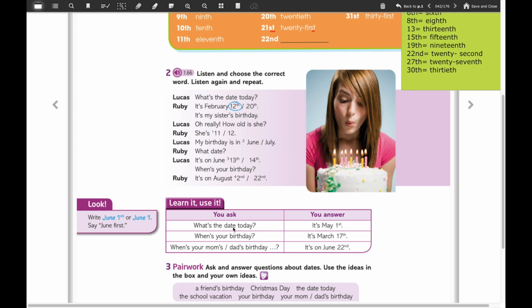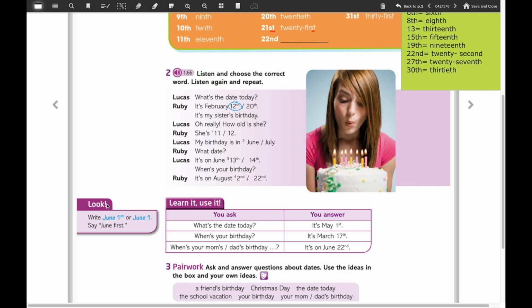So for example, what's the day today? The answer is it's May the 1st. And you can change it, I don't know, if you want to change the month. For example, we are in November, so it's November. You can say it November the 1st, November the 2nd, November the 3rd, or the 4th. And finally, when's your birthday? It's March 17th. Or when's your mom's or dad's birthday, it's on June 22nd, okay?